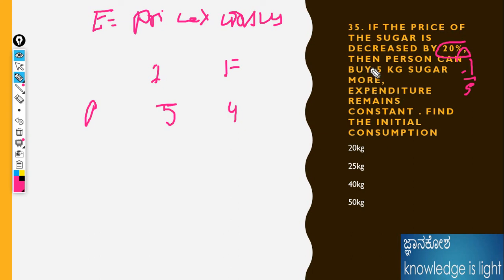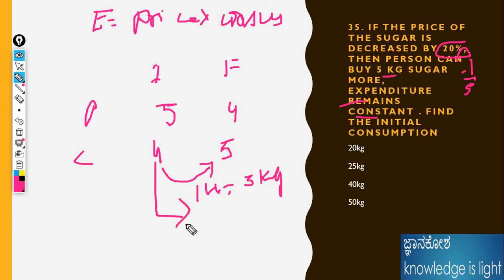Then what is the question? If the price is decreasing, he can buy 5 kg more sugar, while the expenditure remains the same. I already told you, if the expenditure remains the same, consumption is the reverse of these values. Whatever values come, just reverse those numbers. That means consumption is increasing by 1 unit. They have given that 1 unit is 5 kg. Then what is the initial value? 4 units, therefore 5 for the 20 kg.